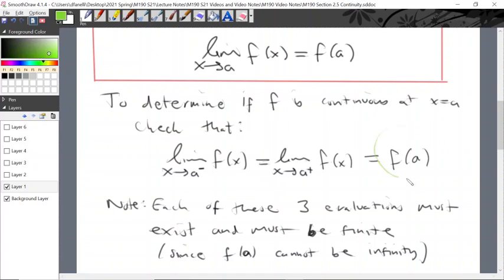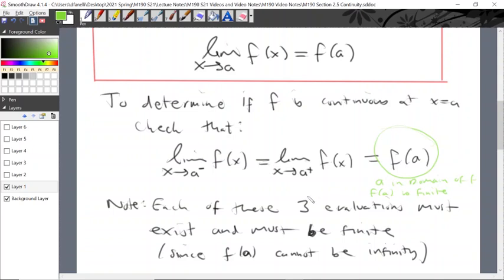But for this f of a to exist, this requires two things. It requires that a itself has to be in the domain of f, so you have to be able to evaluate it, right? And it also means that f of a must be finite, because f of a can't equal infinity, for example, right? A function's output is not infinity. We mean something different when we're saying a limit is equal to infinity.